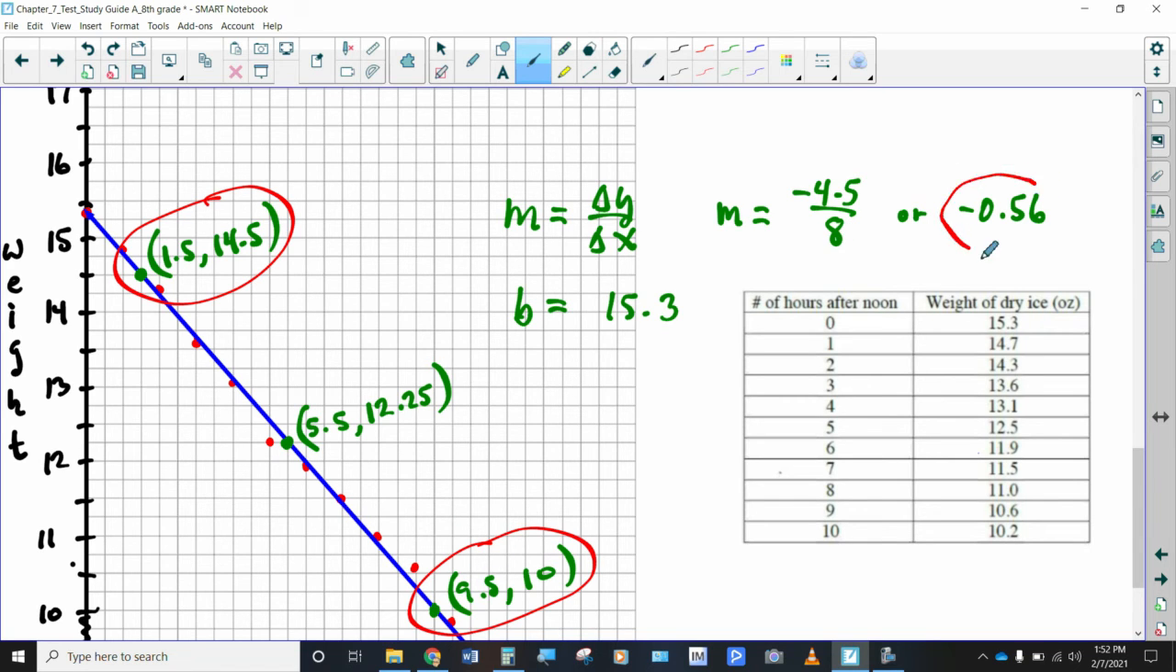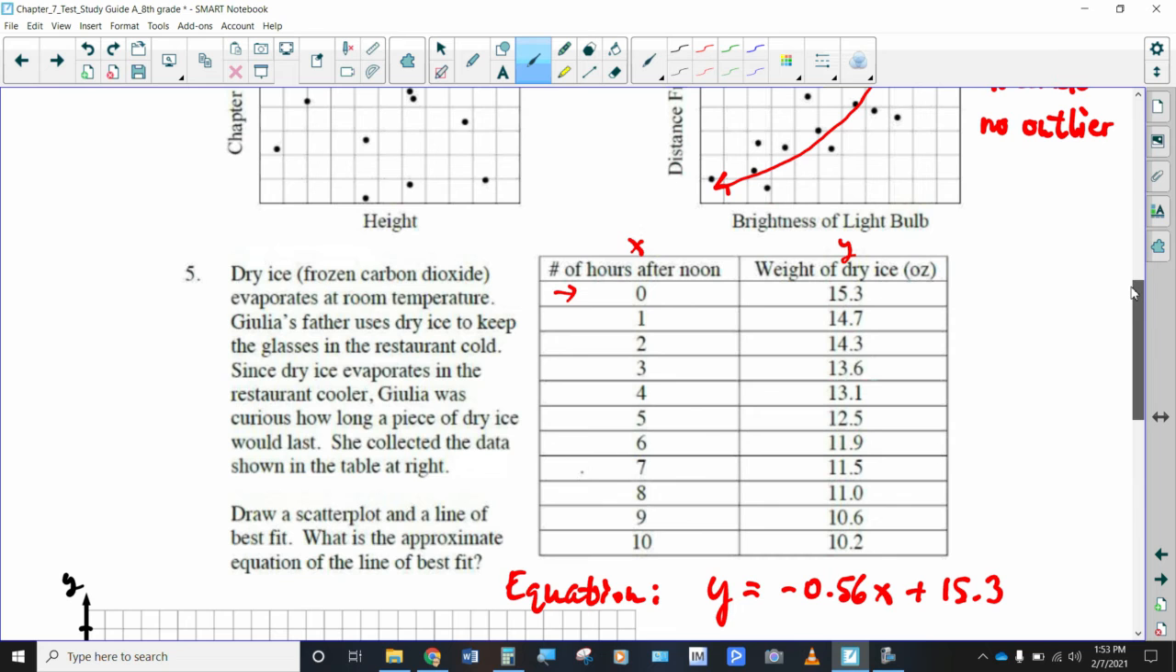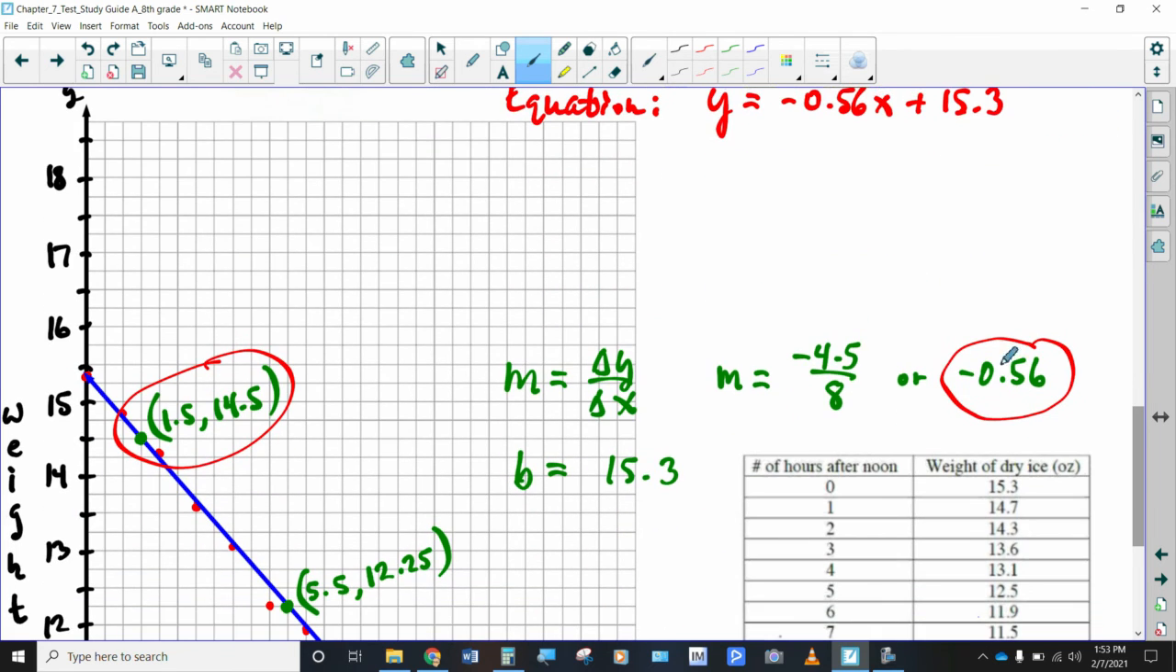So it looks like this is the slope ratio as a unit rate. And what that means, if we're to interpret this, is that the dry ice decreases in weight, that's what the negative means, a little over 1/2 of an ounce per hour, okay? And that's fairly constant, not exactly, because that's not a perfectly straight line, but it's pretty close, that rate of evaporation. So what do we have to do next? What is the approximate equation of the line of best fit?